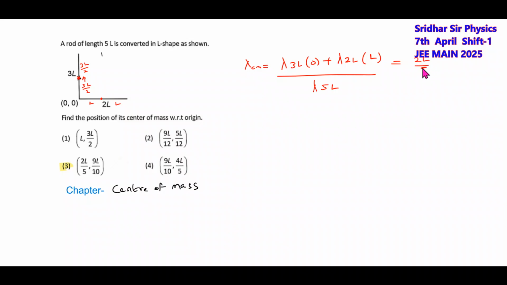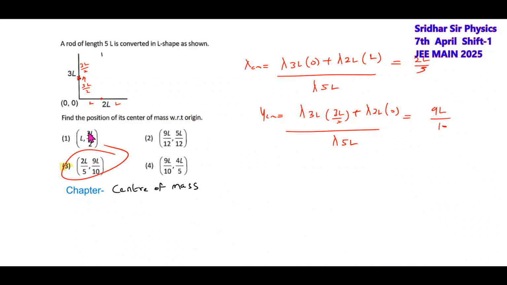So this will be 2L by 5, the x coordinate. The y coordinate will be lambda into 3L by 2, lambda into 2L will be the mass, its center of mass will be 0, by lambda into 5L. The y coordinate will be 9L by 10. Basic definition, this quantity will be the mass of the rod of length 3L, and the mass of the rod of length 2L.